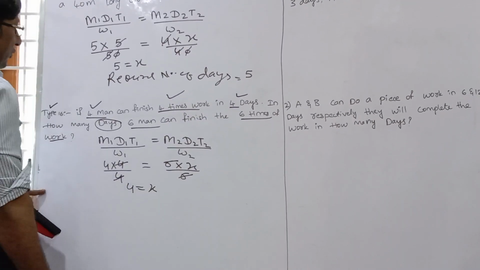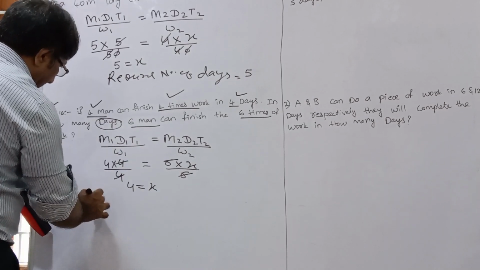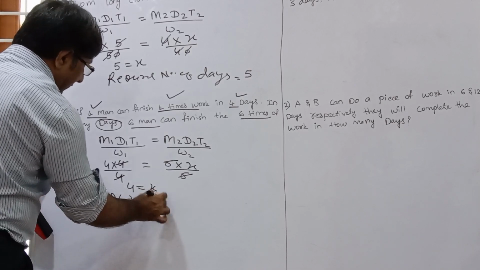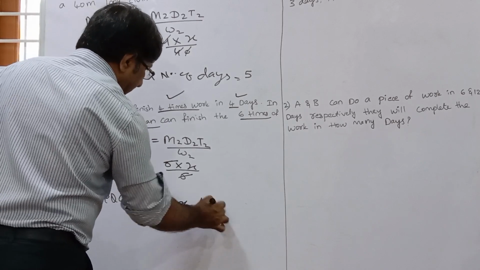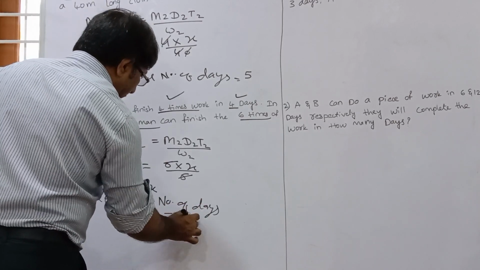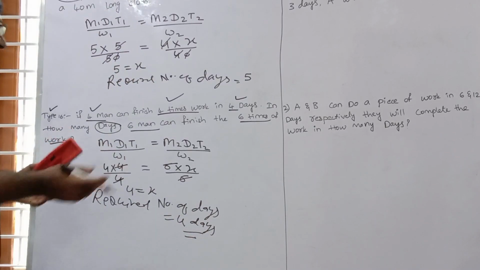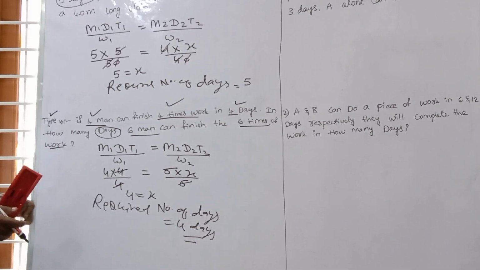4 equals x. So we have to find what? How many days. So again you can write that is the required number of days. So required number of days equals what? That is 4. So our right answer is 4 days. So when this type of question comes, you can solve this question very easily by this method.